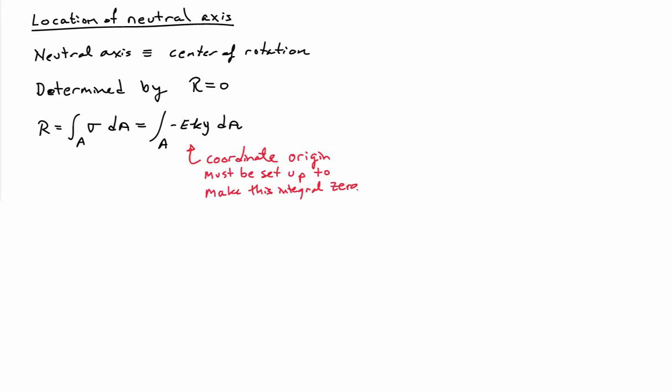And what that means is that I basically have to place my coordinate origin on the cross-section so that the integral comes out to be 0. And that allows me then to find this neutral axis, or center of rotation.